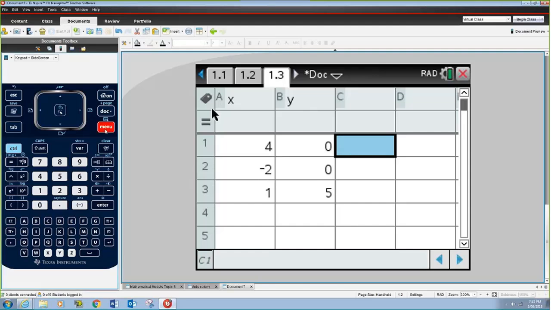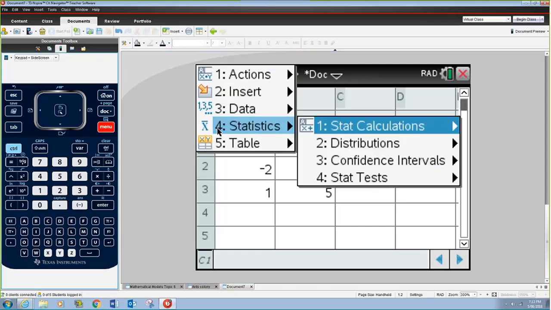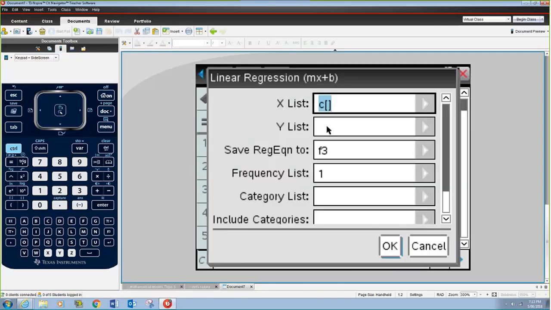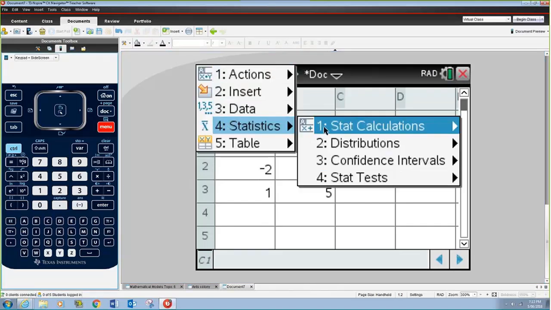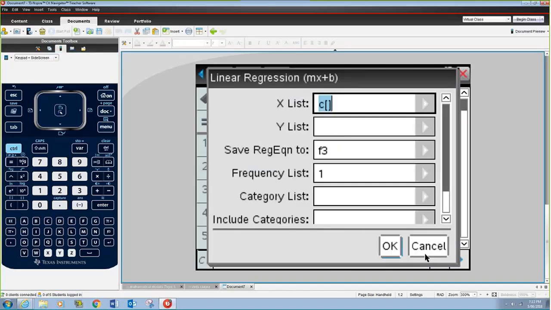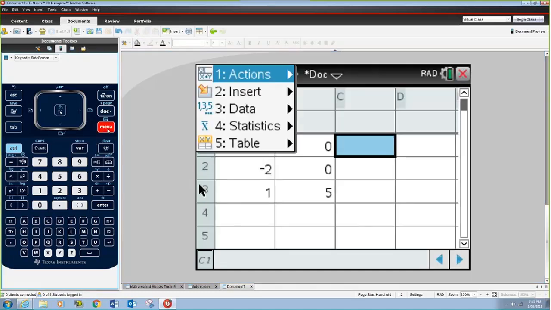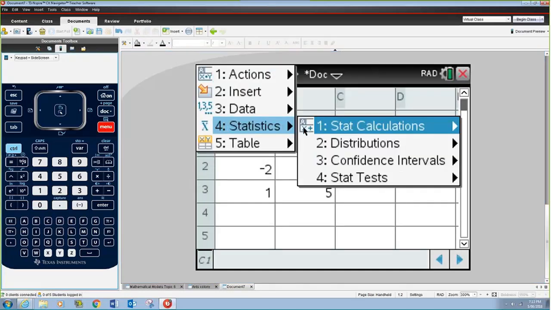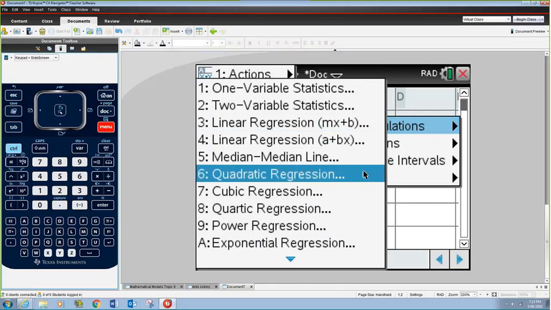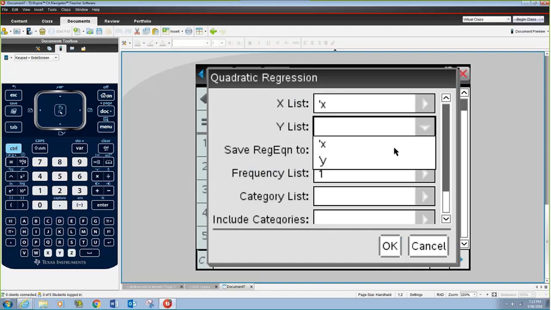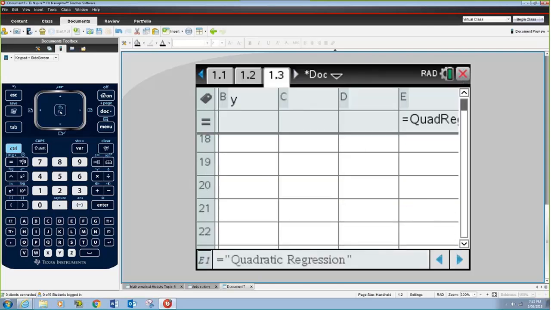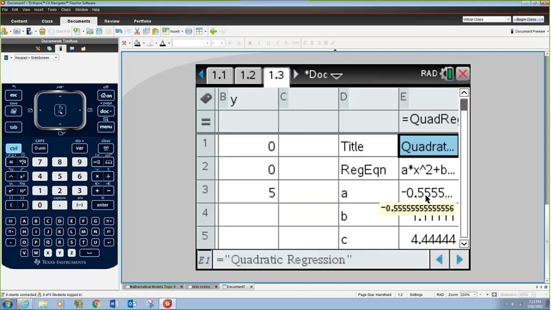So we can do it in the spreadsheet. Menu, statistics, start calculations, and quadratic regression. So we have x and y. It will save the equation as well if we wish to. But, well, if we look at those coefficients, they are decimals, so that's not ideal.